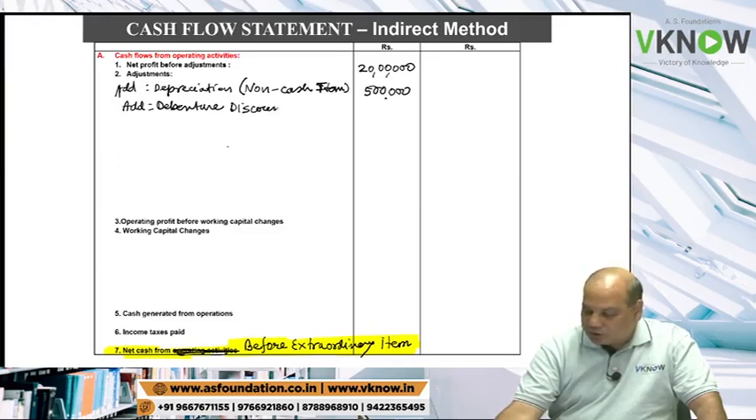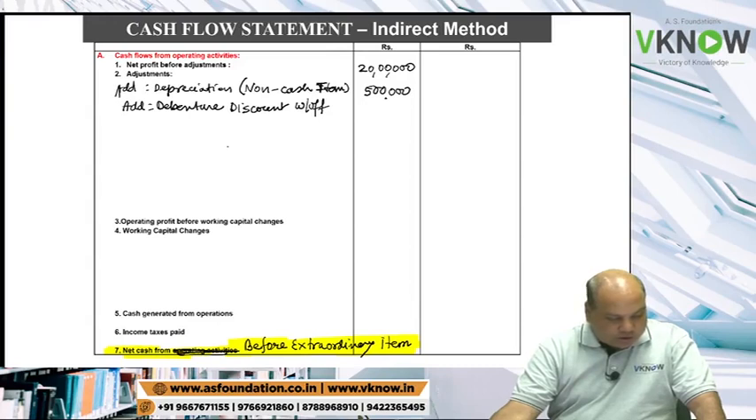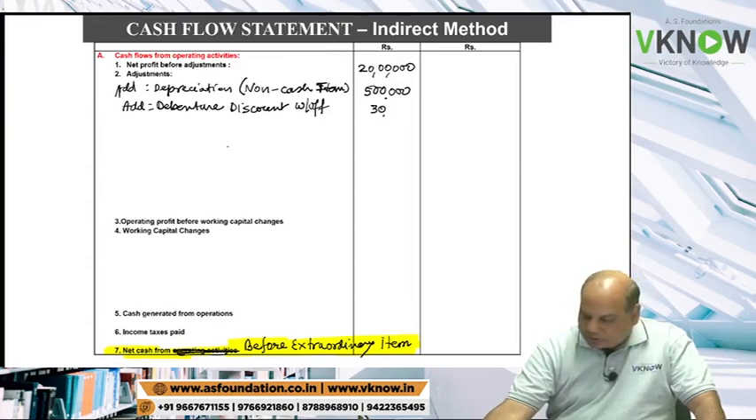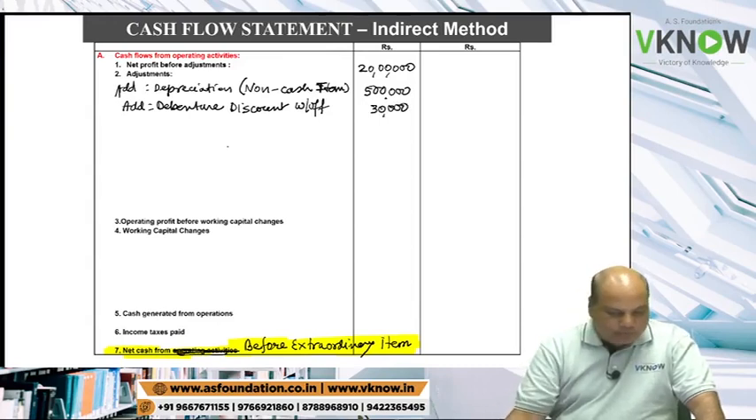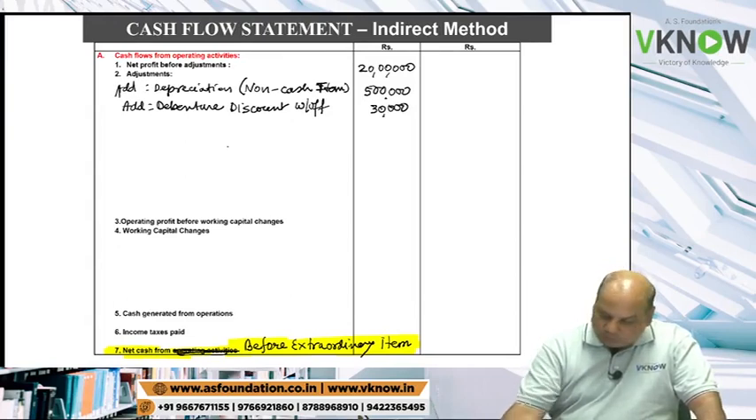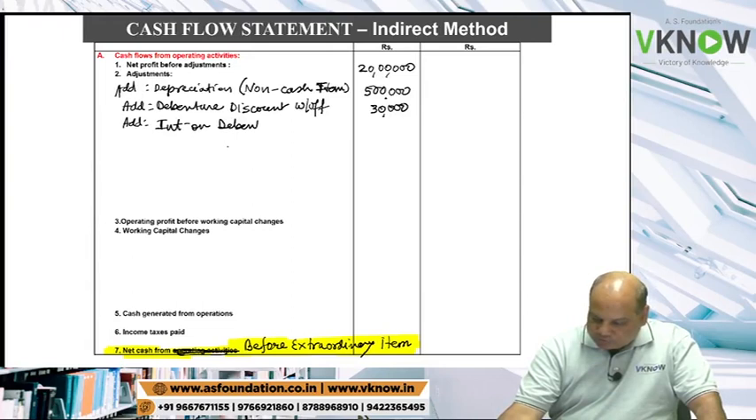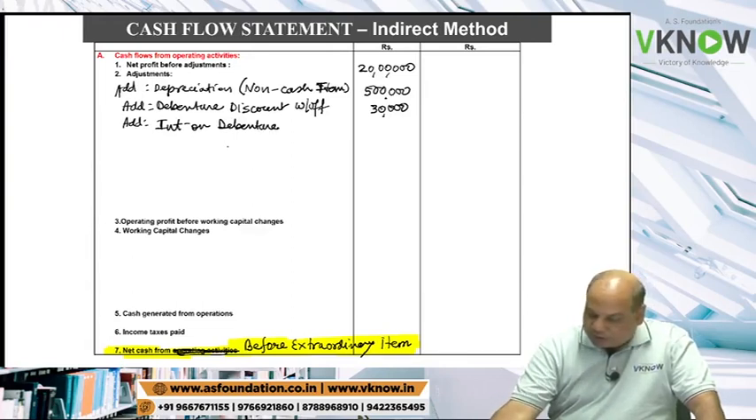Debenture discount written off, in bracket non-cash item, 30,000. Then you add interest on debenture paid. Now why are we adding this? Because I am going to show it in financing activity.